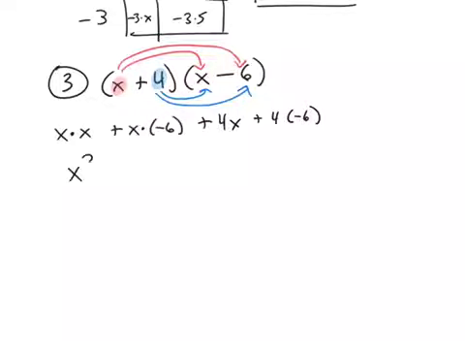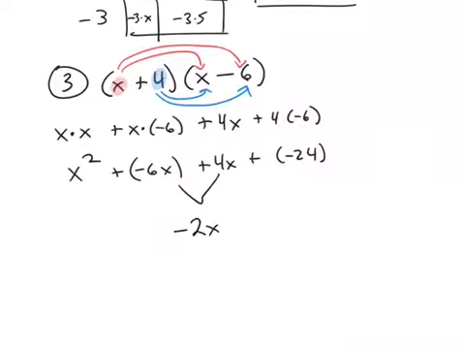So simplifying, I get x squared plus negative 6x plus 4x plus negative 24. Okay, and then I'm going to clean this all up. All right, so x squared, x times negative 6 is negative 6x, 4x, and 4 times negative 6 is negative 24. Now I want to check for like terms, and in the middle I have these two like terms. I have a negative 6x and a positive 4x. Okay, so that's going to combine to negative 2x.